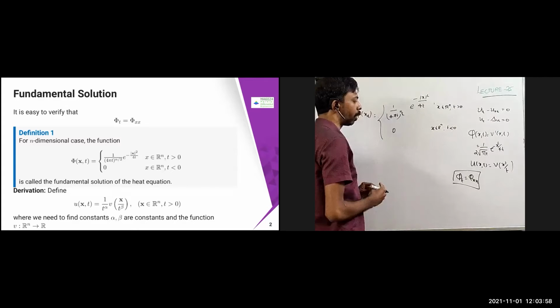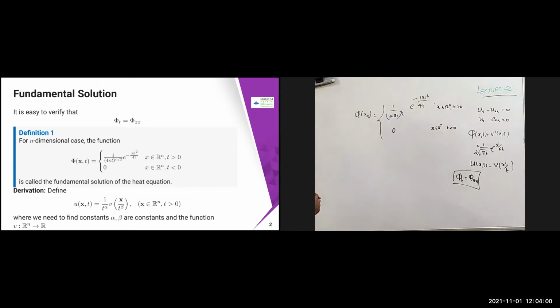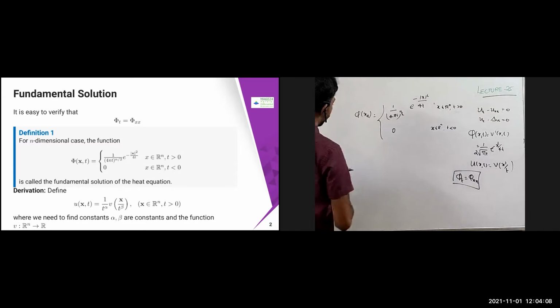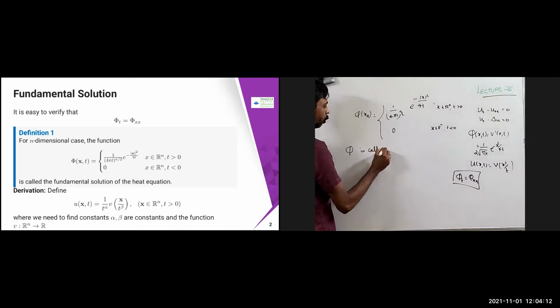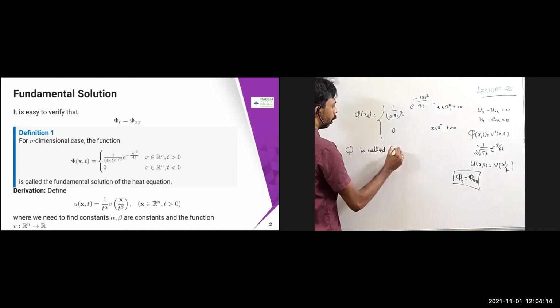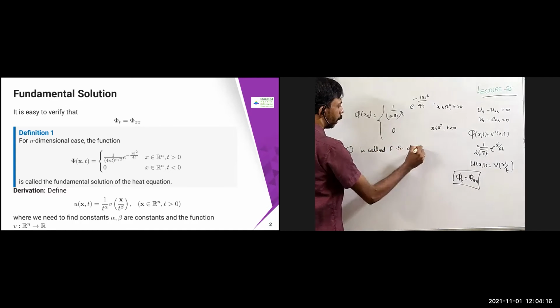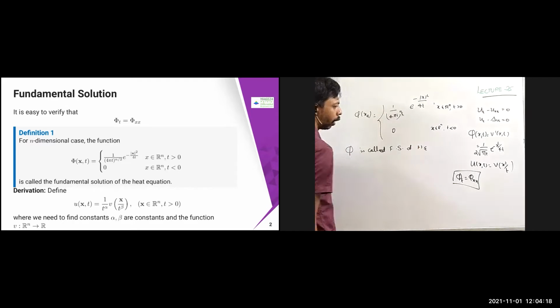At t equal to 0, some initial conditions or other conditions I will be providing. That we are not discussing right now. So for the n-dimensional case, I'm just going to define this function. This phi is called the fundamental solution of the heat equation. This is called the fundamental solution for the heat equation. So the derivation is very simple.